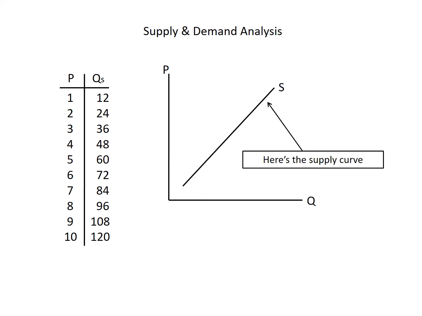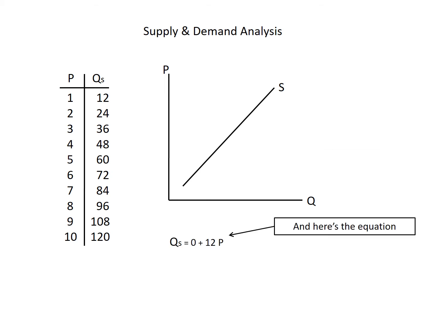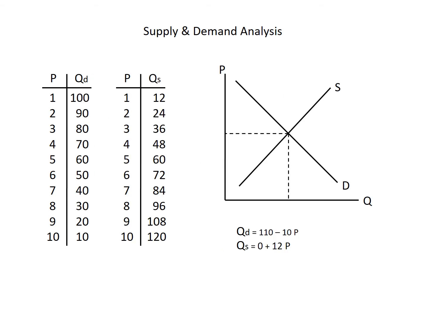And there's the supply curve. And here's the equation. Quantity supplied is equal to 0 plus 12p. Now when the alpha coefficient is 0, we can just omit it. We could just say quantity supplied is equal to 12p. And here we have both the schedules, the curves, and the equations.